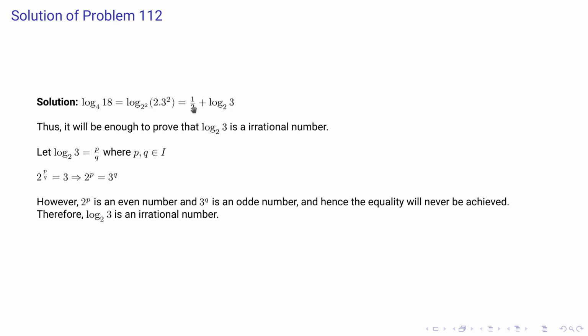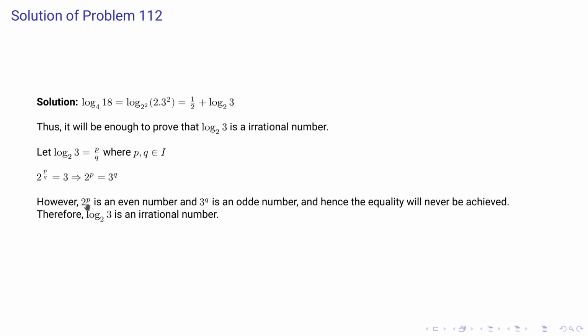Now 1 by 2 is a rational number, so if we prove that log of 3 with base 2 is an irrational number, that should be enough for our proof. So we'll let log of 3 with base 2 be equal to p by q, where p, q are integers. I denotes the set of integers. So from here we can say that 2 to the power p by q is equal to 3, that is 2 to the power p is equal to 3 to the power q.